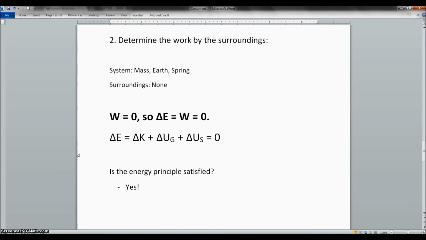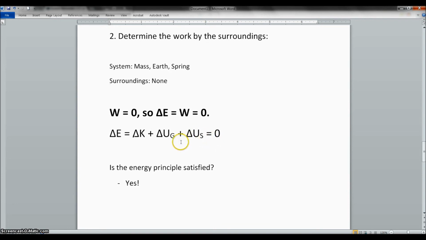The second question is to determine the work done by the surroundings. What was given is that our system is the mass, the earth, and the spring. What that means is that there's nothing left in the surroundings. So since there's nothing in the surroundings, work is equal to 0. And then we know from the energy principle that delta E is also equal to 0. So we can calculate delta E as the change in kinetic energy plus the change in gravitational potential energy plus the change in spring potential energy. And we know that all is equal to 0.